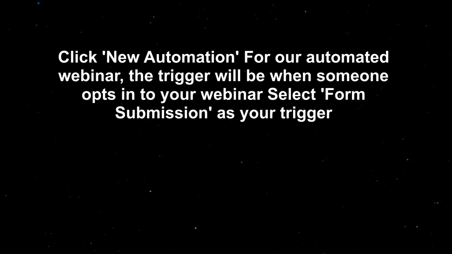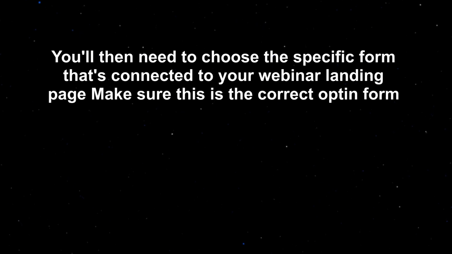Select Form Submission as your trigger. You'll then need to choose the specific form that's connected to your webinar landing page. Make sure this is the correct opt-in form.